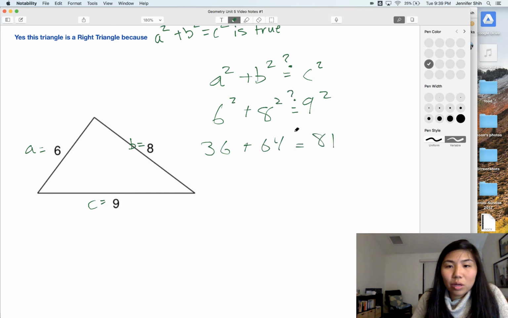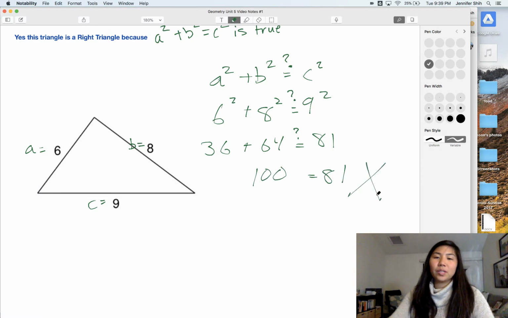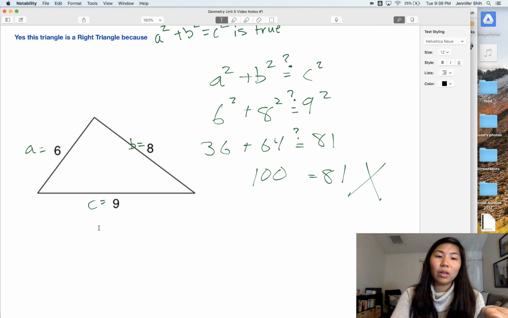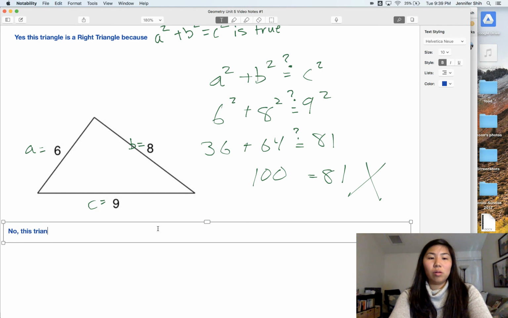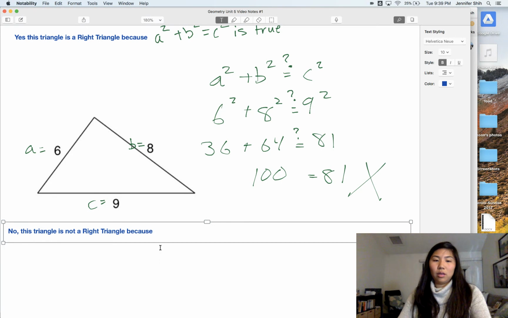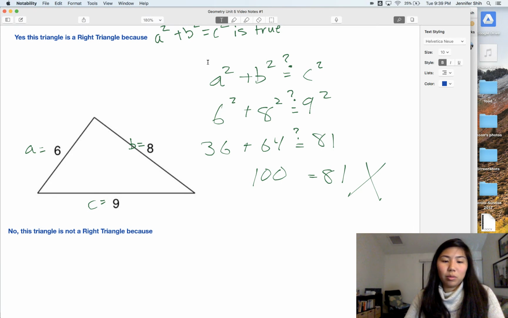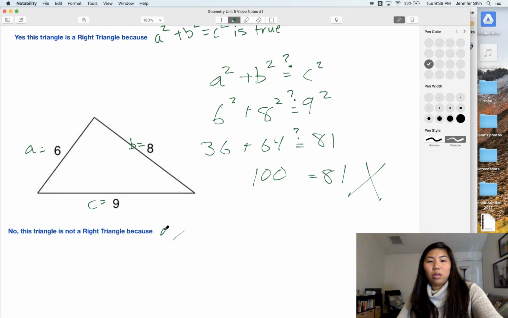Is this true? Is 100 equal to 81? No. So your statement, if I had you prove, is this triangle a right triangle? You would be able to say, no, this triangle is not a right triangle, because a squared plus b squared equals c squared is not true.